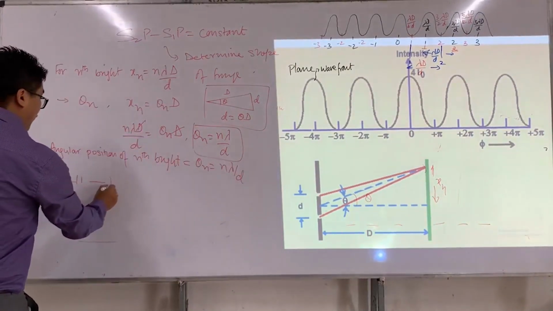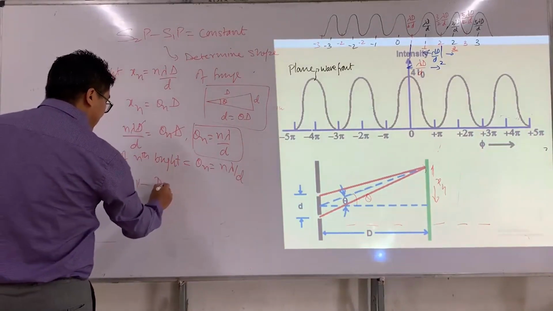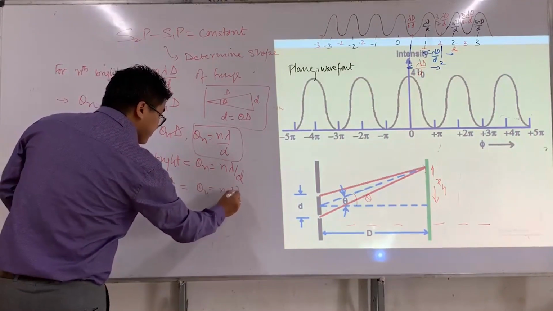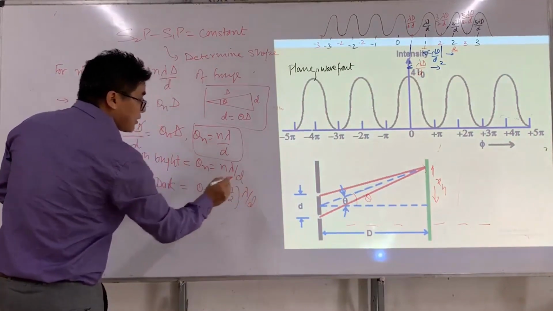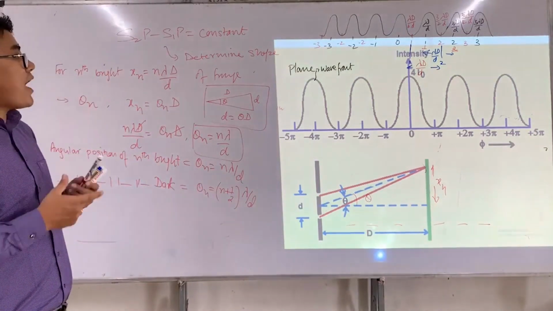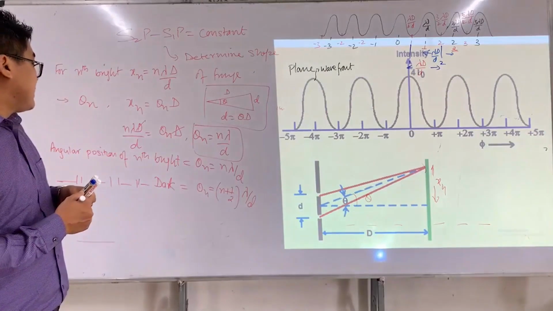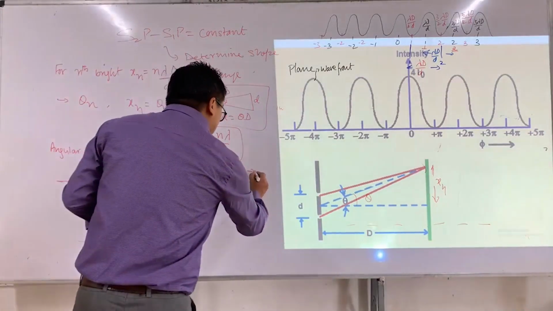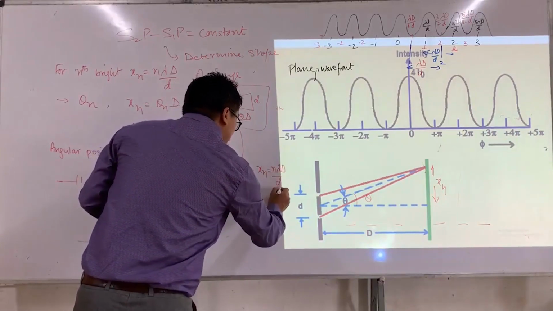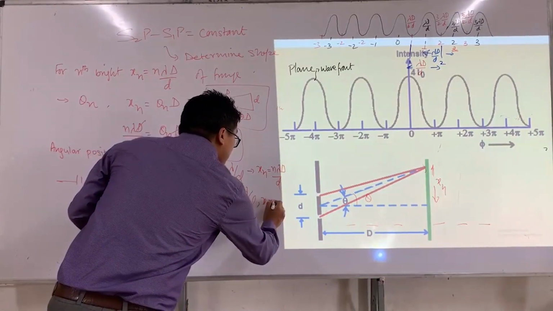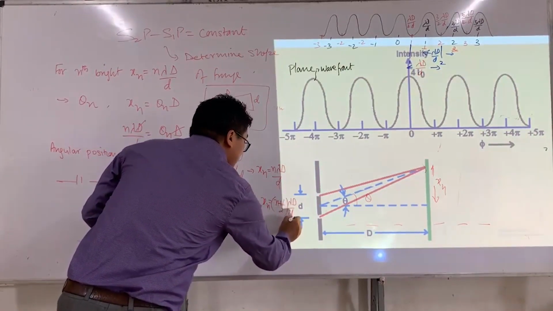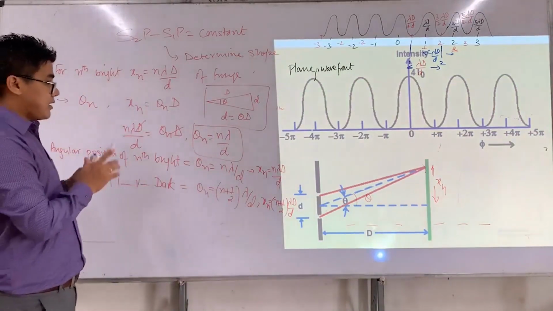And this is the angular position of the nth dark. So we define both angular position and linear position. This corresponds to linear position n lambda D by small d, and this corresponds to linear position (n plus half) lambda D by small d. That you should keep in mind. This is very important.